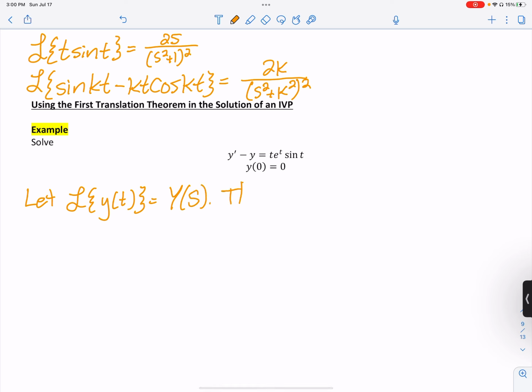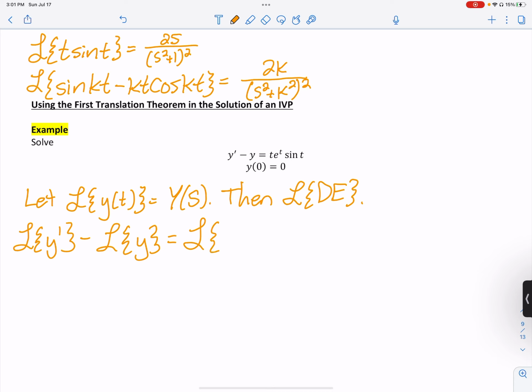All right, then I like to write this to let the reader know what I'm about to do. I'm going to take the Laplace of the DE. Okay, so we get the Laplace of y prime minus the Laplace of y equals the Laplace of t e to the t sine t. All right, this over here is not too bad. It's going to be s to the first power times big Y of s minus s to the 0 power times y of 0. Minus, okay, that's just big Y of s.